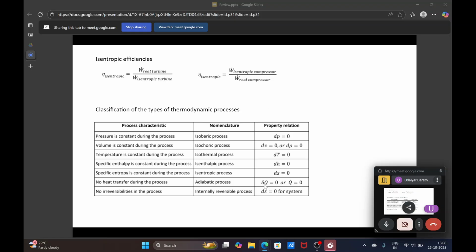And we have different kinds of processes based on the property. If pressure is constant, then it's called an isobaric process. Then an isochoric process is where your volume or density remains constant, an isothermal process is where your temperature remains constant, an isenthalpic process is where your enthalpy remains constant, and an isentropic process is where your entropy remains constant. An adiabatic process is where your Q is 0, and an internally reversible adiabatic process is also an isentropic process, where your entropy change is 0.